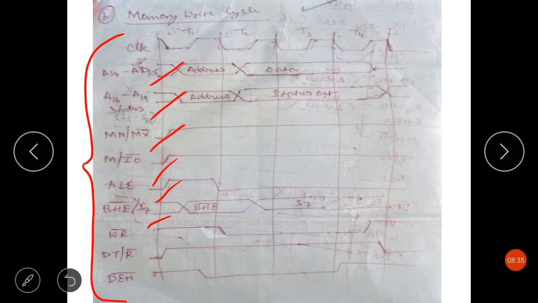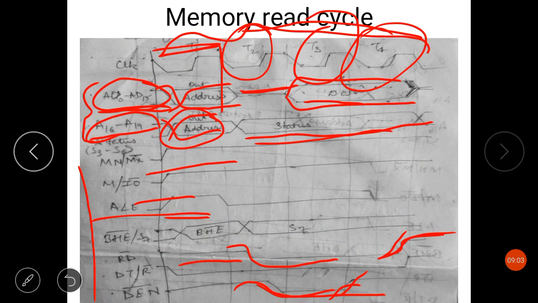So in the memory write cycle, the WR pin will go low during the T2 clock cycle, indicating that the microprocessor is going to transfer data or wants to write something into the memory. The DT by R bar signal will also remain the same. Yes, the DEN bar signal will go low during the T1 clock cycle only, which means that the microprocessor is ready to transfer the data. It is already having the data.